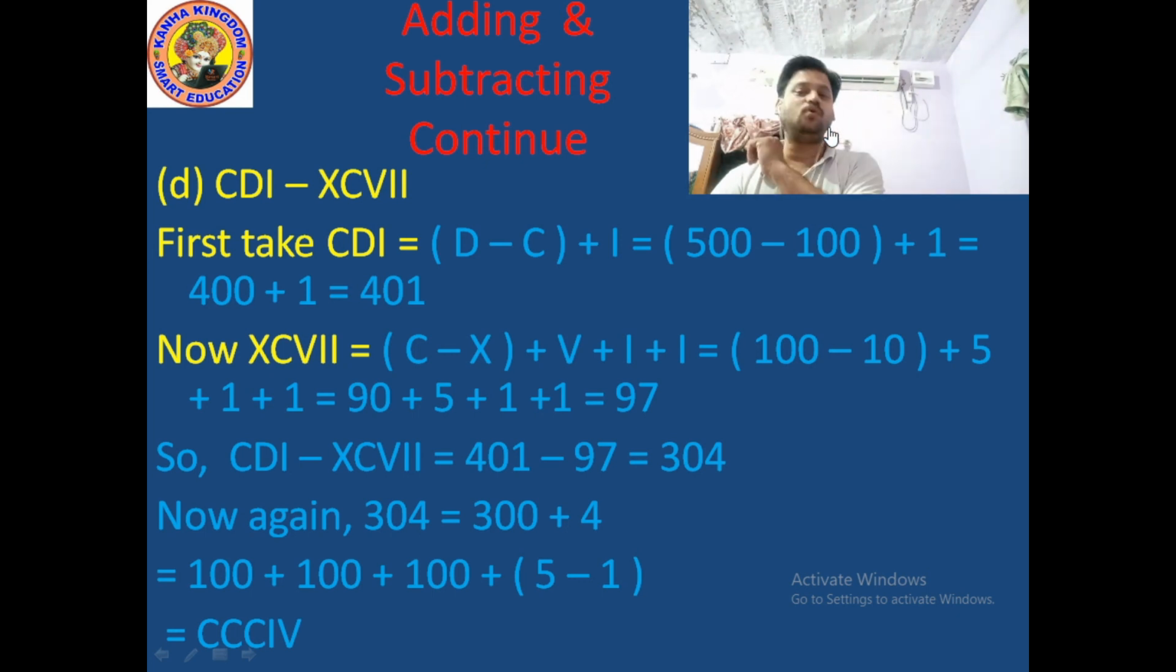300 plus 4. Okay. So how can we write 300? C plus C plus C, because C equals 100, and you can use C three times. That's why C plus C plus C. Now 4. How can we write 4? IV, means the exact answer of this one is CCCIV. So understand? Very good.